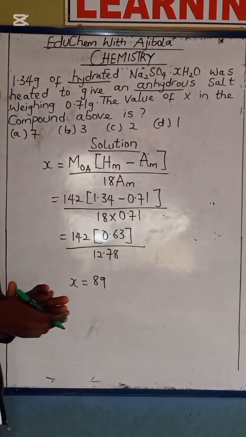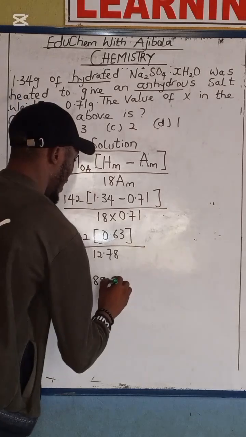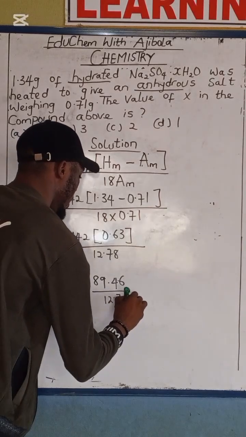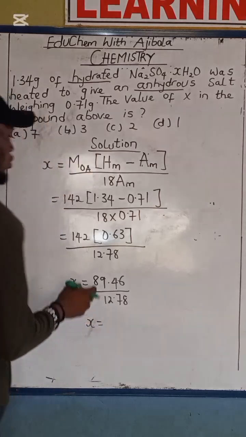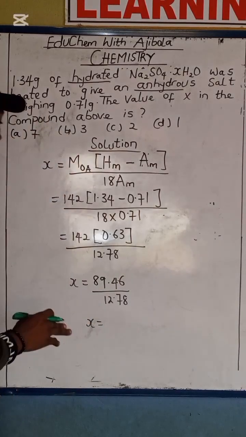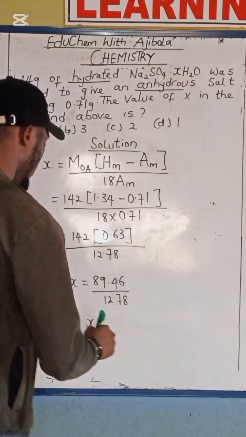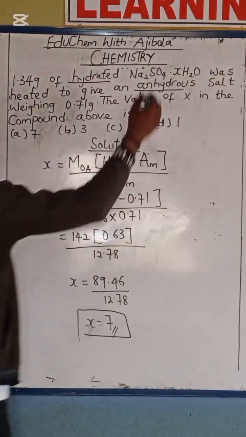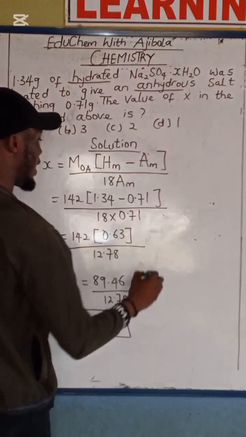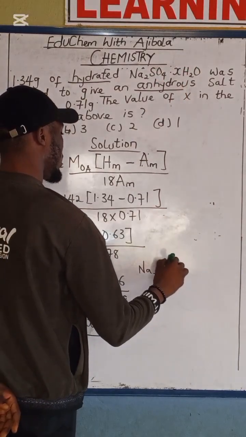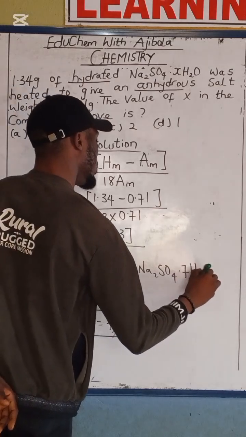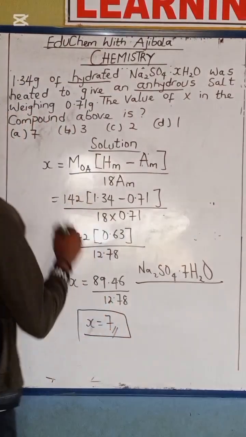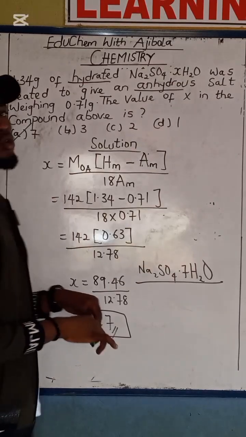Please confirm for me, a student there. Okay, 89, thank you. That's 89.46 divided by 12.78. Then x is equal to 89.46 divided by 12.78. What do we have? 7, right? All right, thank you. So it means that x in this question is 7. So we can then write this as Na2SO4.7H2O. Please take note of it. So from our options, which is our answer? Option A.